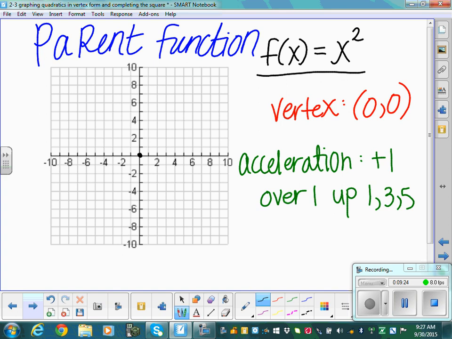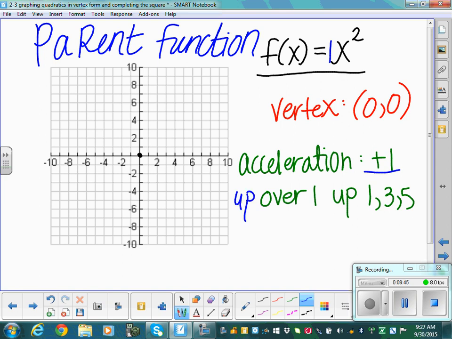Does that make sense? All right, so now our acceleration, there's technically a 1 in front of x squared. So our acceleration is 1. Now, no matter what, we always go over 1. And since it's positive 1, we're going to be going up.